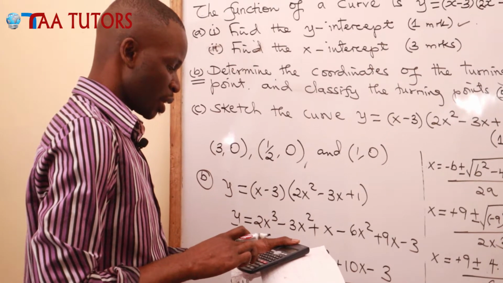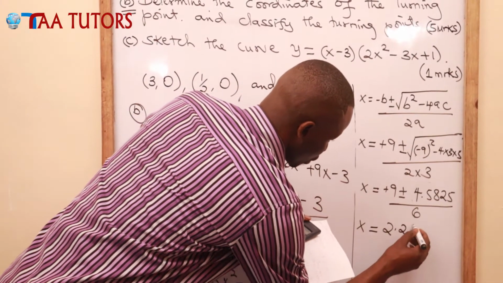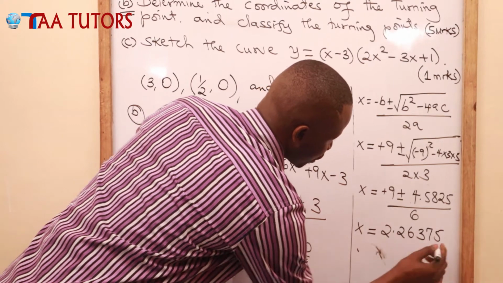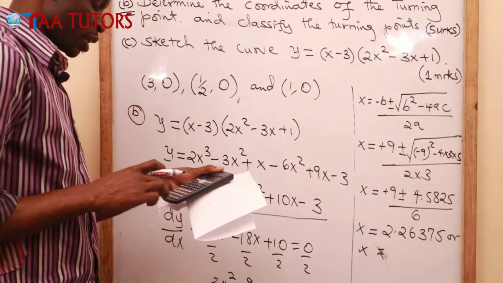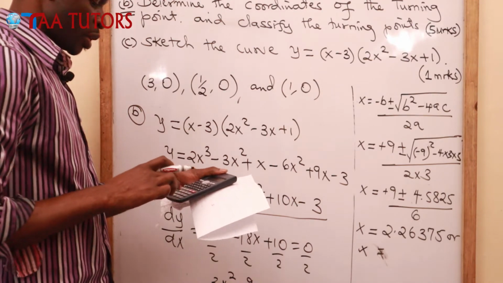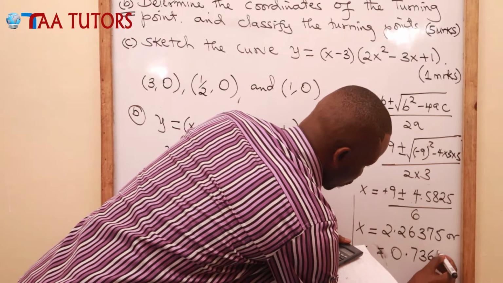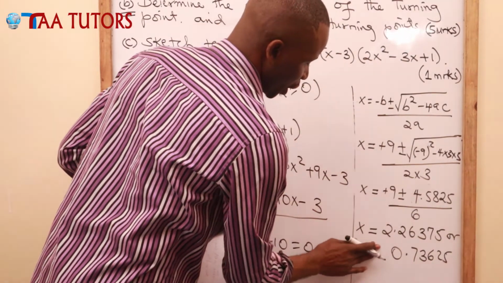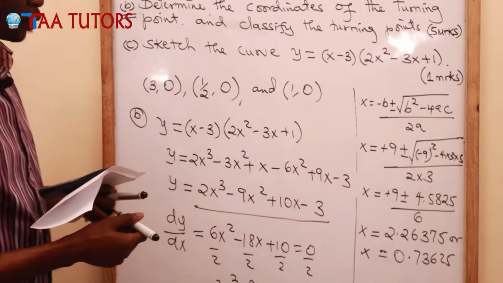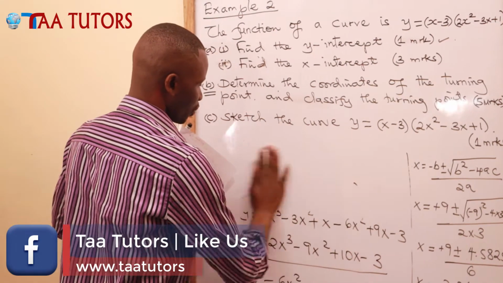So 4.5825 plus 9 divided by 6, we should get 2.26375, or x equals 9 minus 4.5825 divided by 6, we get 0.73625. So viewers, we have got the two values of x, 2.26375 and 0.73625. The next thing we need to do is to get the values of y corresponding to those values of x. So let's move there now.